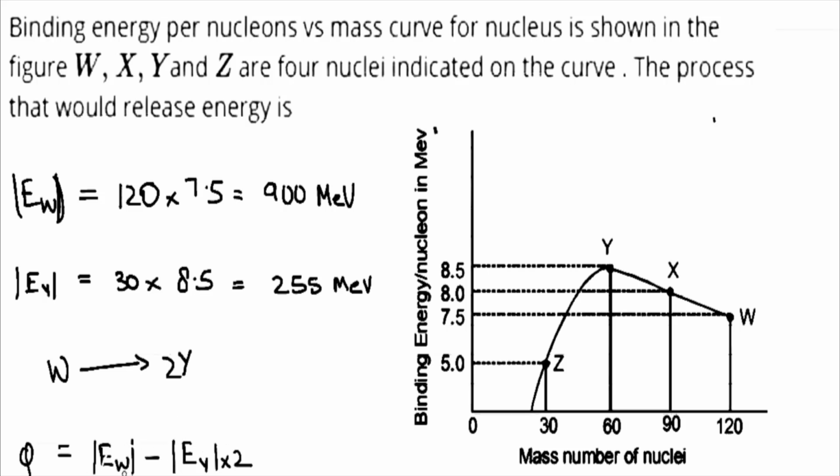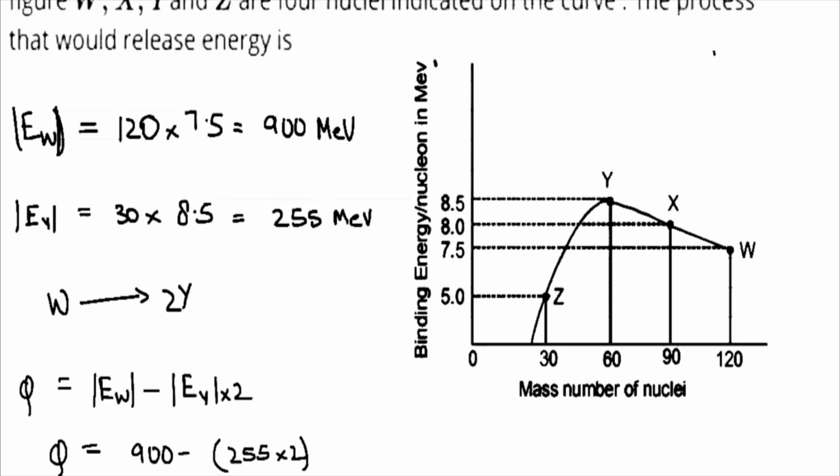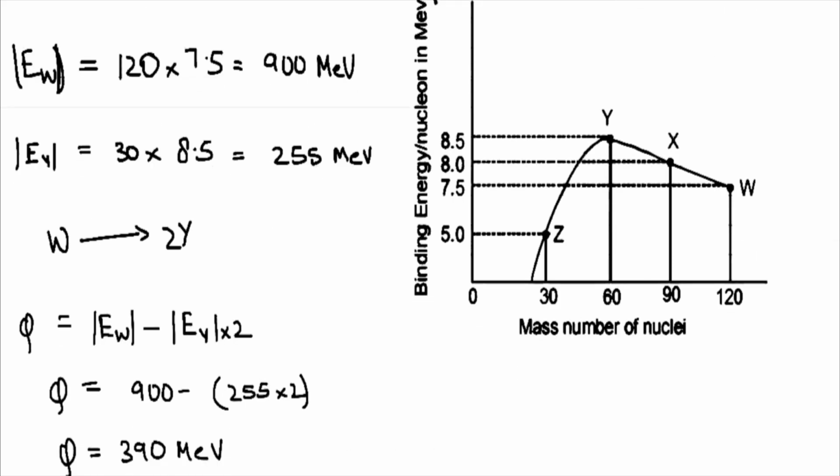Therefore, substituting the values of EW and EY, Q equals 900 minus 255 into 2. On calculating, the value of Q comes out to be 390 MeV. Therefore, we can say that in the process W to 2Y energy is released. Thank you.